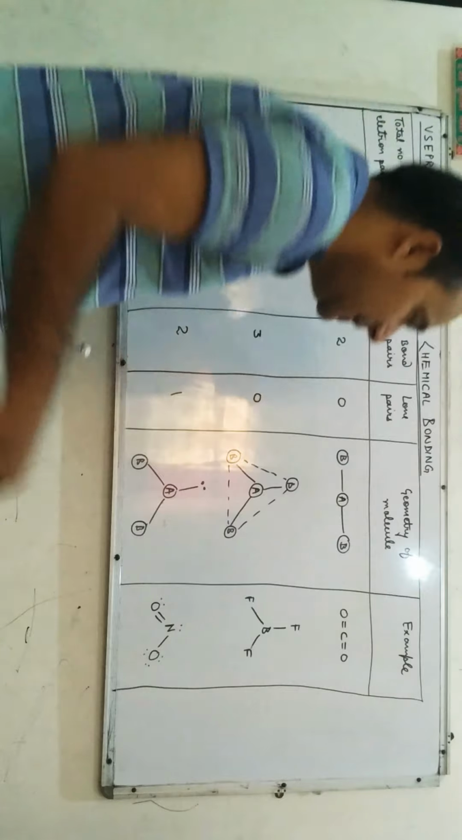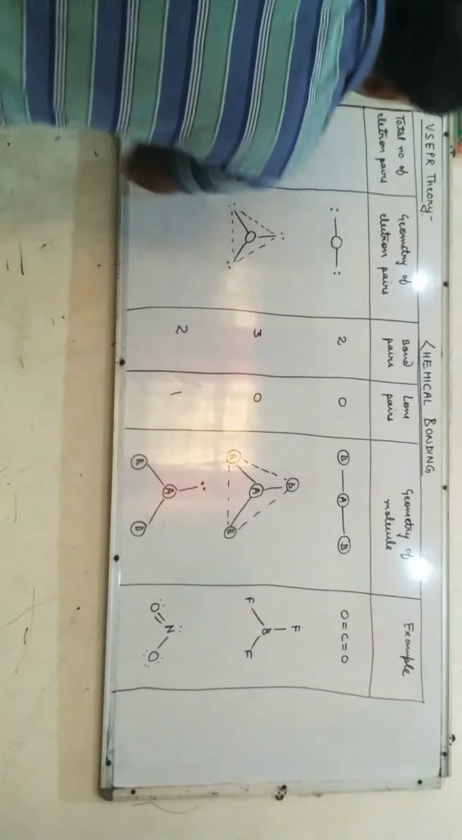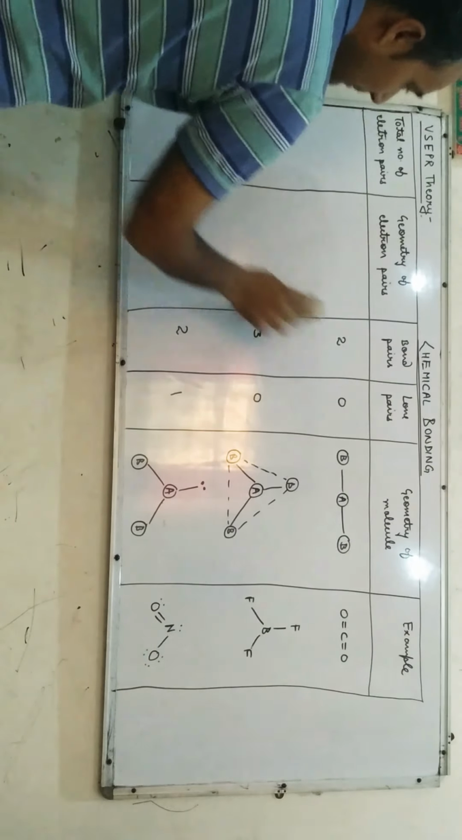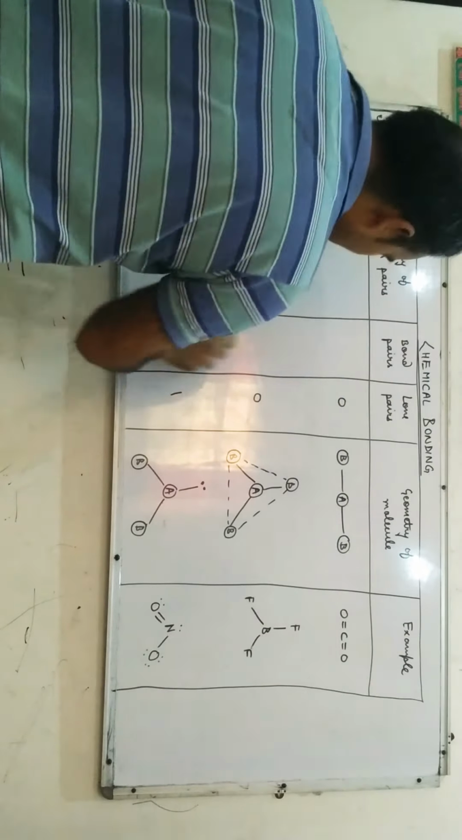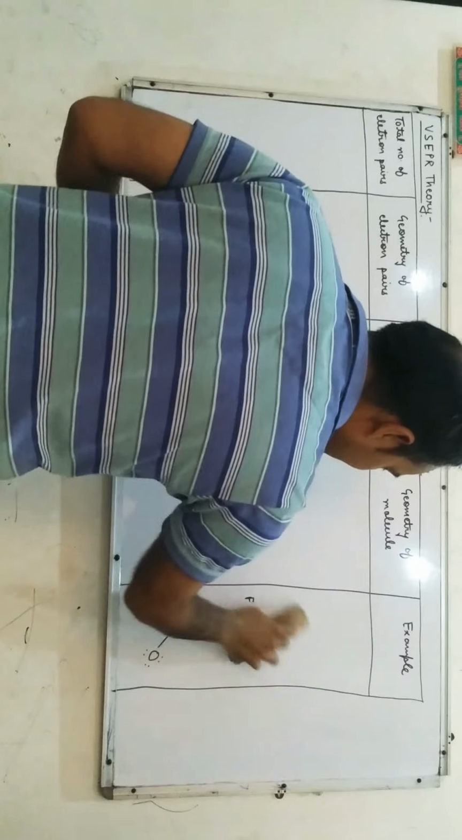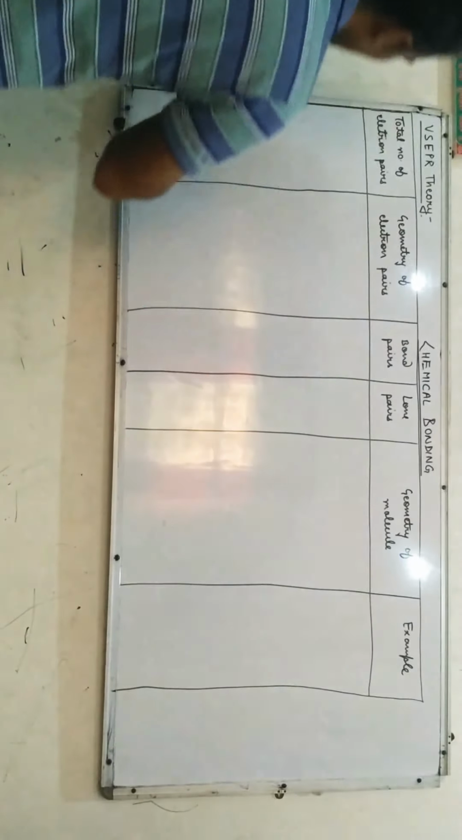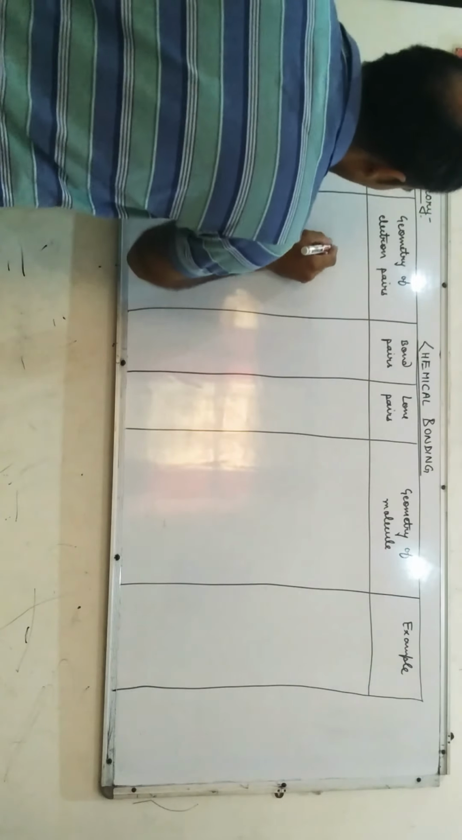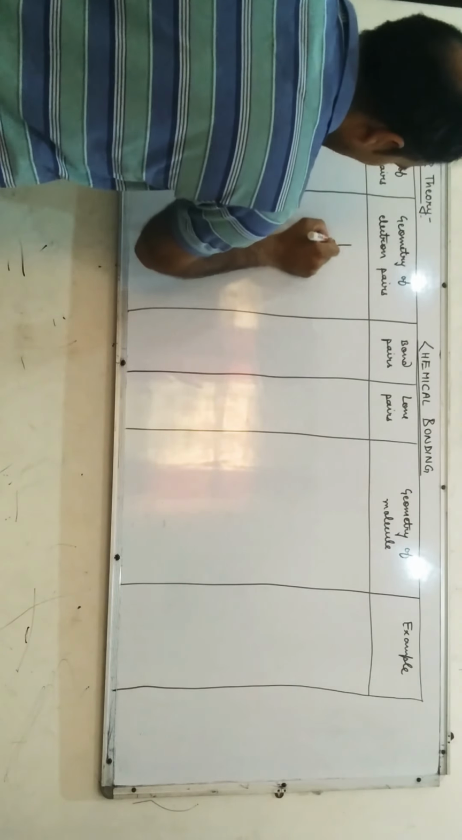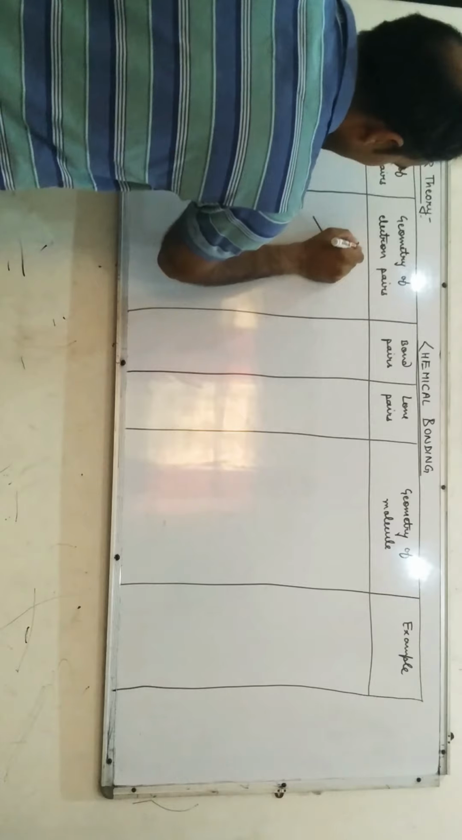Now let us proceed further. If the total number of electron pairs is 4. Now let us consider that the total number of electron pairs is 4. The geometry of electron pairs is illustrated in this manner.